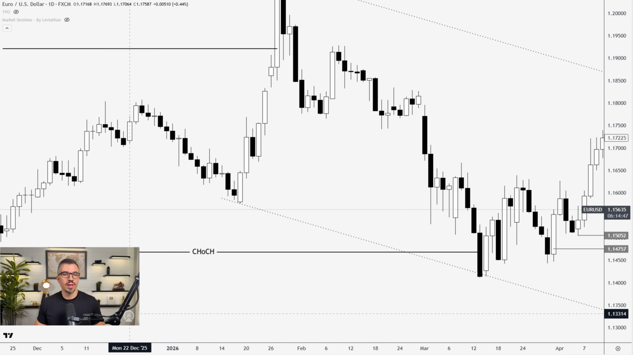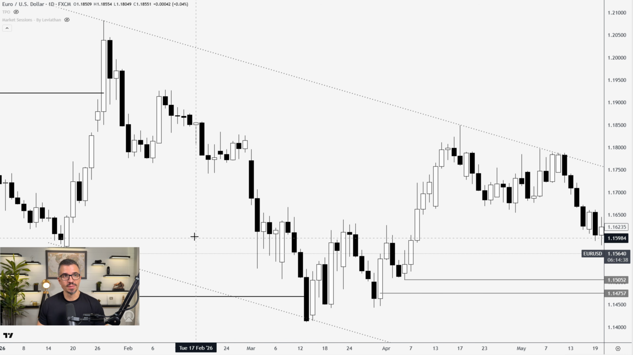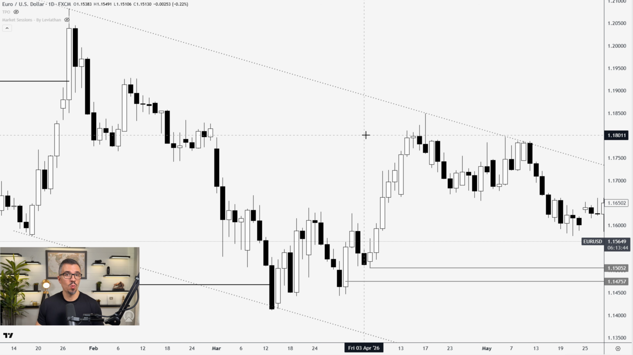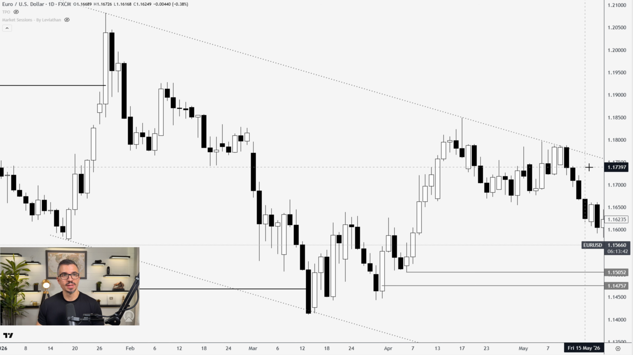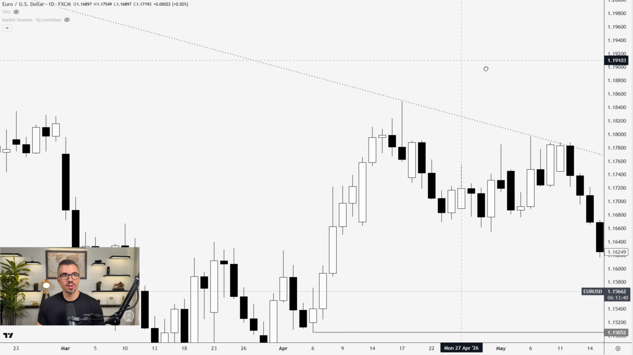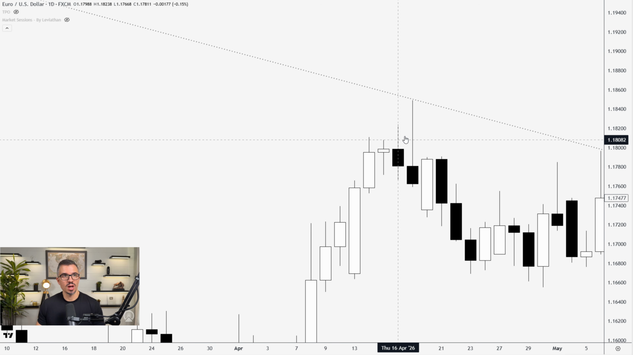Now, there's also another form of liquidity that, again, a lot of SMC traders do not think about. In fact, most don't. And that is long upper and lower wicks. In order to understand this, we have to think about what a long upper or lower wick represents. So when you look at this here on the daily, on the Euro USD, you can see this long upper wick up here.